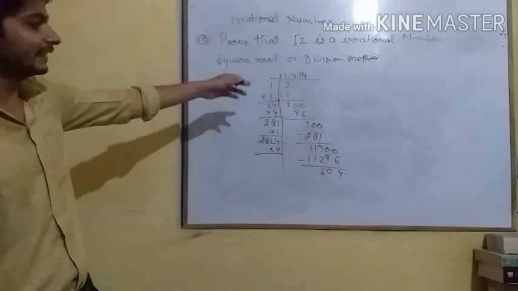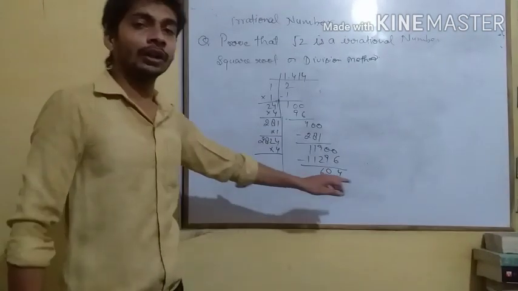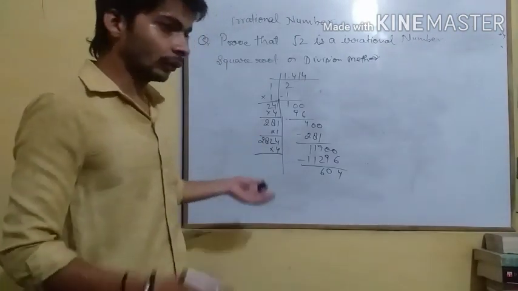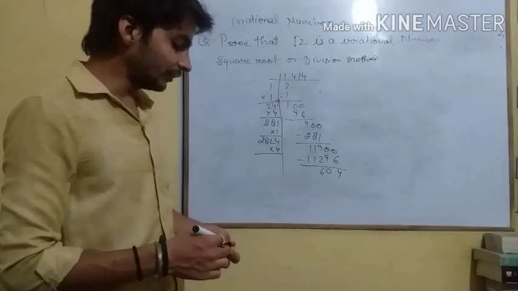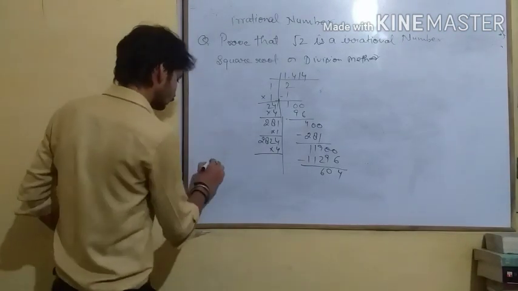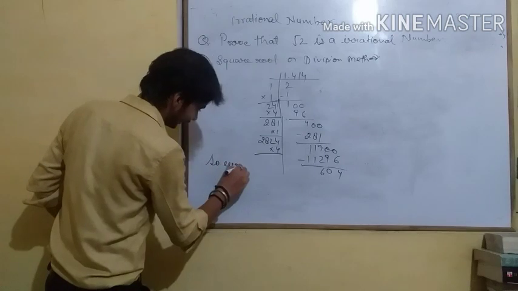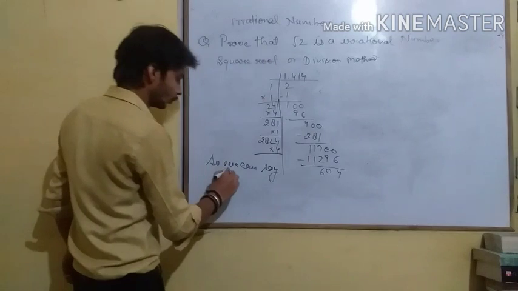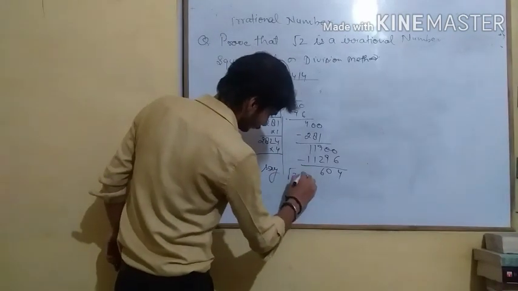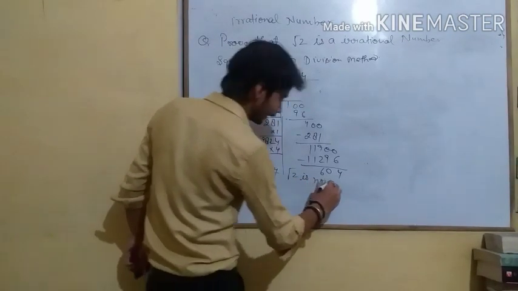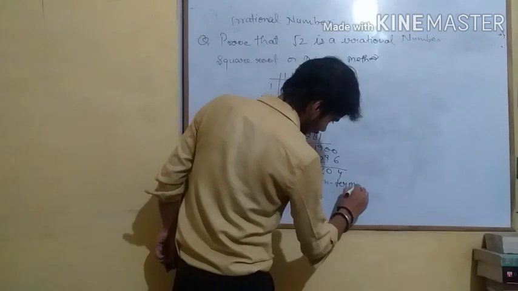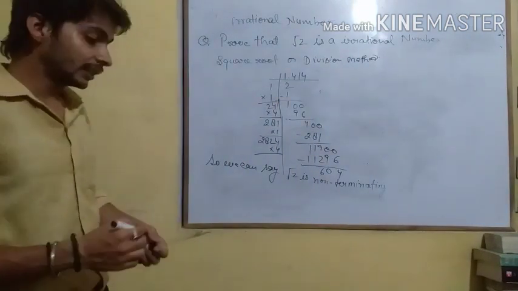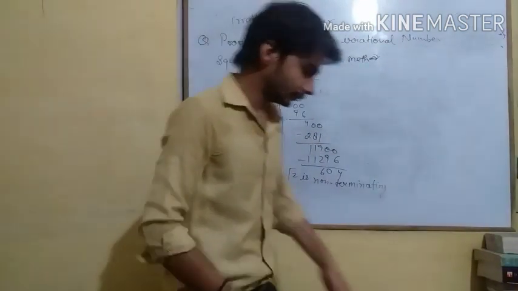So you can see here easily the given value is non-terminating. In each step we are going on in the division. So we can say root 2 is non-terminating. If the value is non-terminating, it means the value is an irrational number.